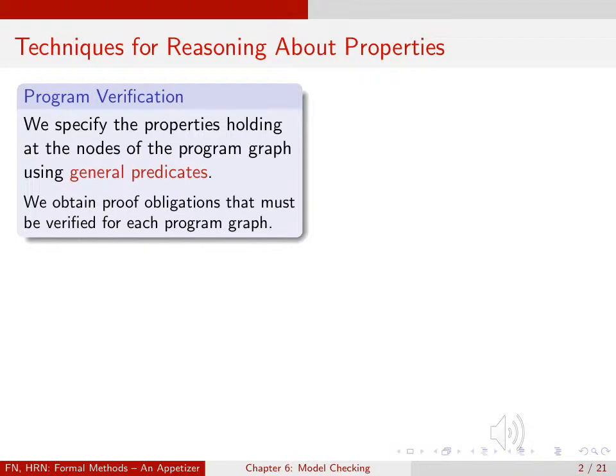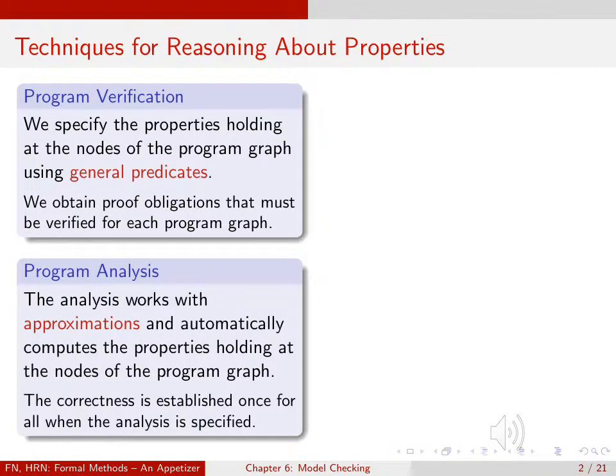Program verification is based on having predicates at some or all of the nodes of a program graph. Whenever we are at a certain node, having a certain predicate, and a memory that satisfies the predicate, what we need to ensure is that once control reaches another node in the program graph with a predicate, the memory there will also satisfy the predicate.